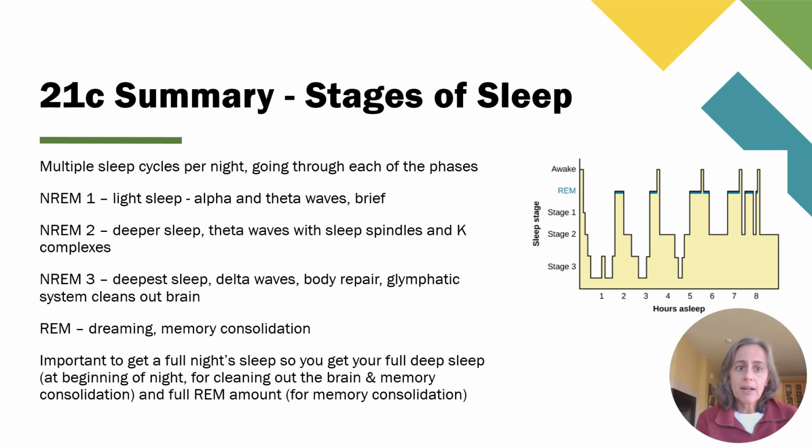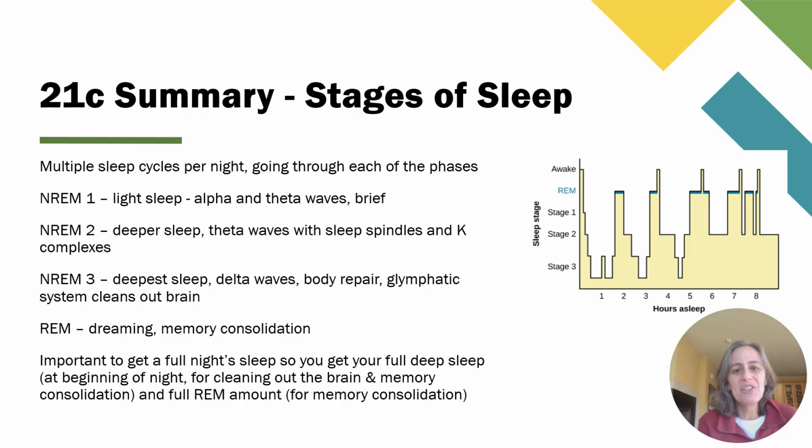So in summary, our stages of sleep, we have multiple cycles moving through the same stages or the same phases over and over again, although we spend more or less time in different areas of the stages, depending on what part of the night we're in. So non-REM 1 is that light sleep, you're dozing off. It's pretty brief. Then we move into non-REM 2, which is deeper. We see theta waves with those sleep spindles and K complexes that could be a variety of things. They're still working on it.